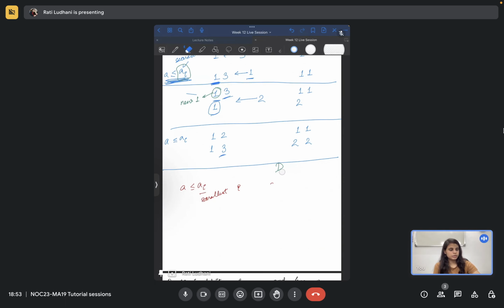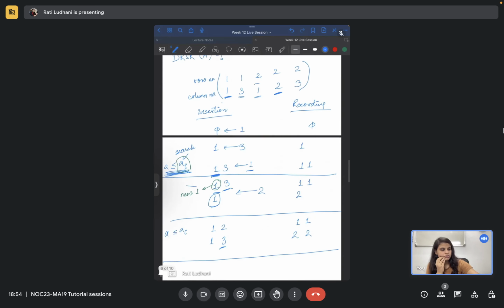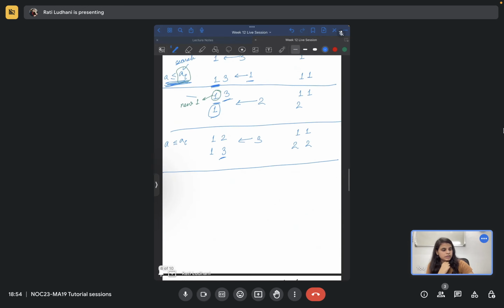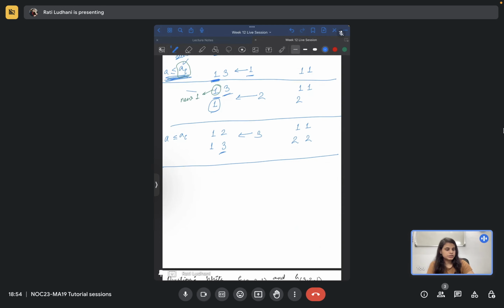We will do more examples on this because there are more questions I will discuss, just to understand. So till now, is this fine? So now you need to insert 3. In the first row you will search for A_i such that A is less than A_i, which is not there because 1 and 2 are strictly less than 3. So the condition is not satisfied, so we will just put 3 to the next.